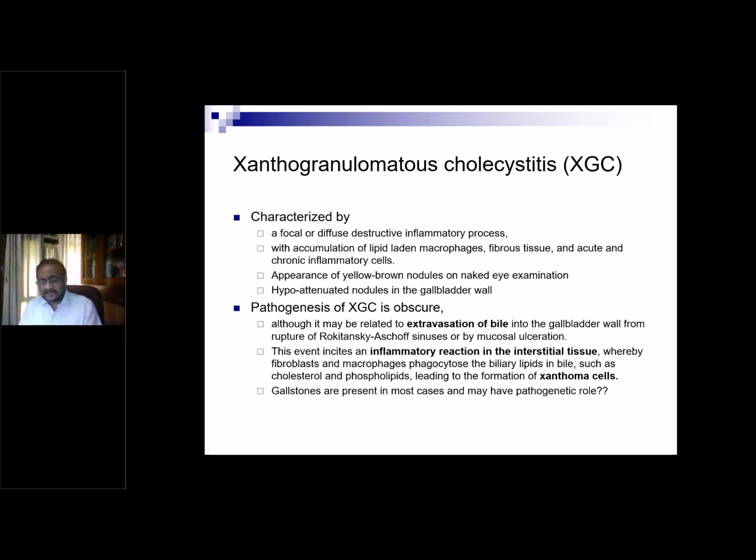In this process, this extravasation leads to an inflammatory reaction in the interstitial tissue. And that inflammatory reaction leads to what? This whole event of fibroblastic activity and macrophage phagocytosis ultimately leads to what we know as a xanthoma cell. So this is basically the xanthoma cell we are talking about.